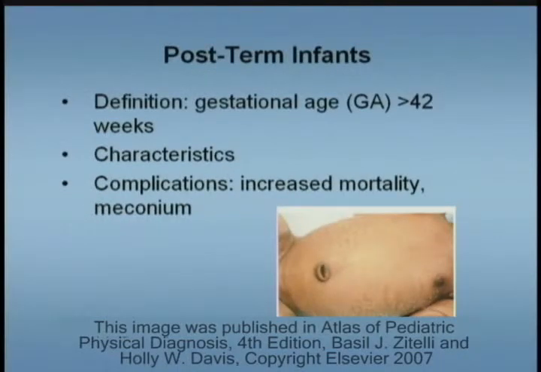A post-term infant is an infant that is greater than 42 weeks gestational age. These babies, on physical exam, you're going to see many times that the skin is already peeling off. Most babies start to peel skin around 2 weeks after they've been born. Well, these babies start peeling in utero. You may also see long fingernails. These babies are actually at higher risk for mortality and also at higher risk for meconium and meconium aspiration, which we'll talk about in a little while when we talk about respiratory problems.